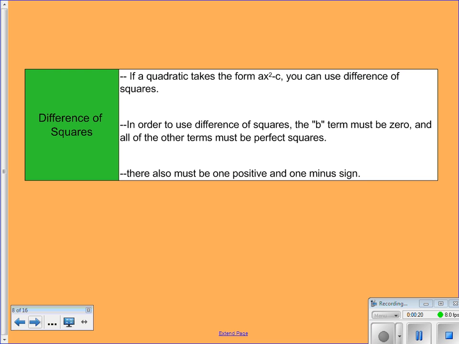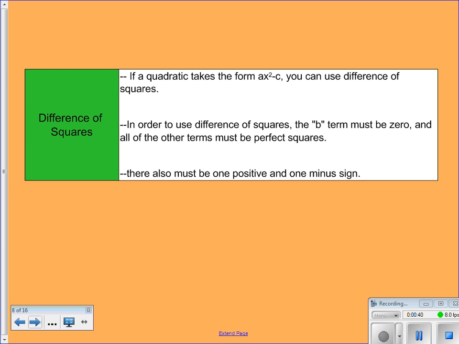So if a quadratic is taking the form a squared minus c, you can use difference of squares. Basically, all that means is that there is no b term. There's no term that just has an x. So that is where difference of squares comes into play. There's a couple of other things that also have to be true. You can't just have no b term. There's a couple other things that you have to have.